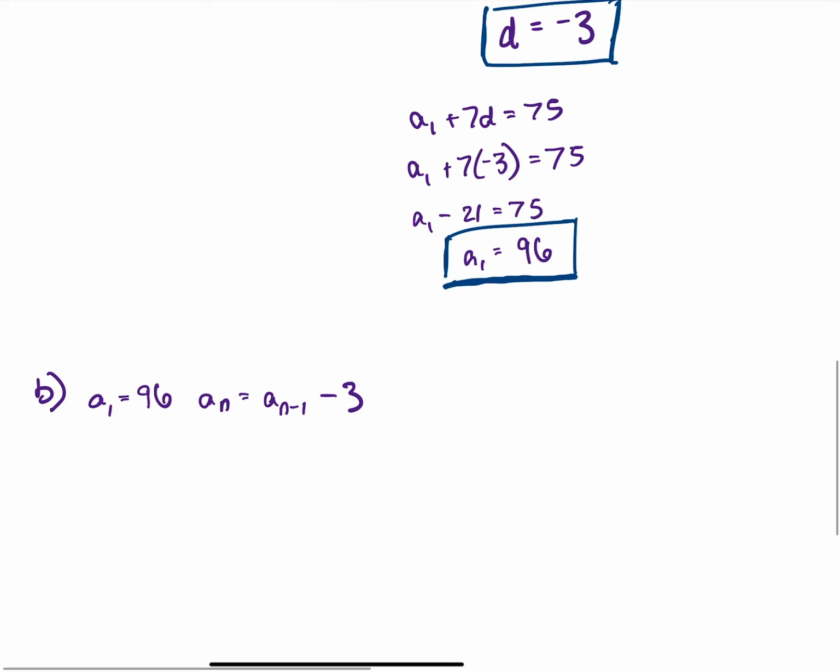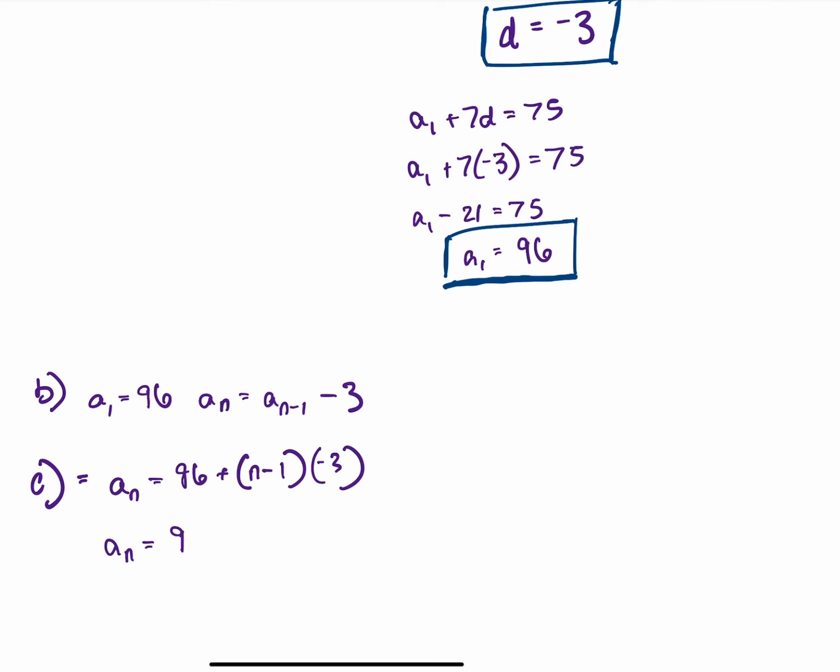And then our nth term, a sub n, should be our first term, 96, plus n minus 1 times the common difference of negative 3. So we can actually multiply this out and simplify it a little bit. We have 96 minus 3n plus 3. So in general, we can say 99 minus 3n.